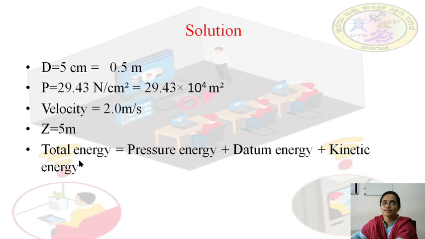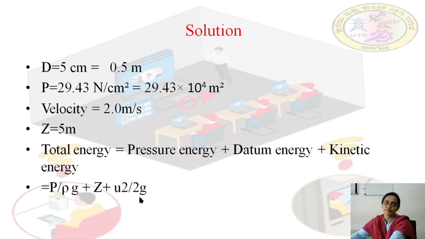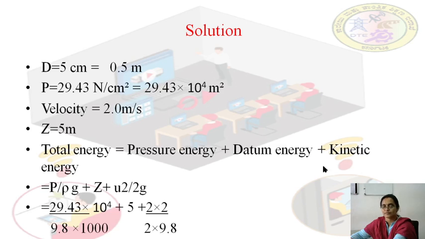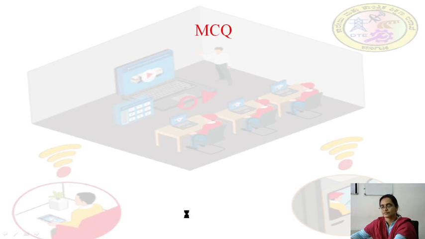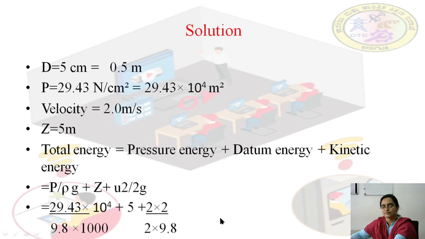Now we know that total energy according to Bernoulli's theorem is pressure energy plus datum energy plus kinetic energy. Pressure energy is P by rho g, plus Z, which is the datum energy, plus U square by 2g, which is the kinetic energy. Now putting the above data, we get the answer for the question.